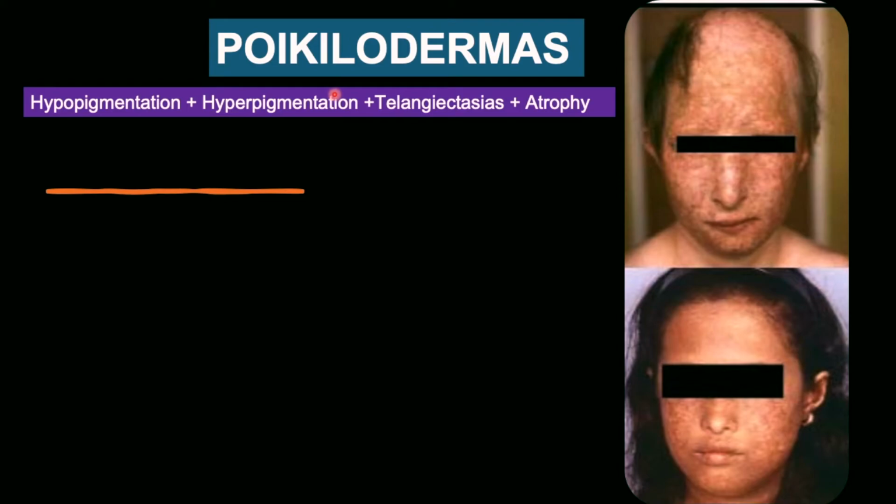So we finished the lichenoid lesions, and we move on to the poikilodermas. Those diseases usually have a unique pathophysiology and unique features, where we see hypopigmentation with hyperpigmentation, along with telangiectasias and atrophy.